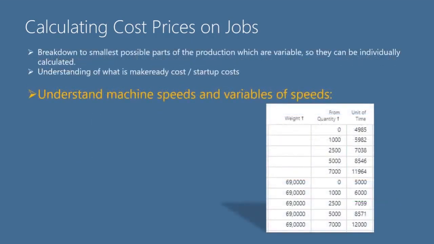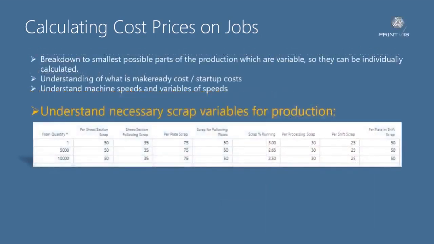Speed tables can be very simple, like this one, or more complex, incorporating formats, item qualities, and other details. A good rule of thumb is to keep things as simple as possible and only consider the most important variables. MIS systems have more or less complex scrap table setups. Plate scrap setup and running scrap vary the most, and so should be more carefully considered.